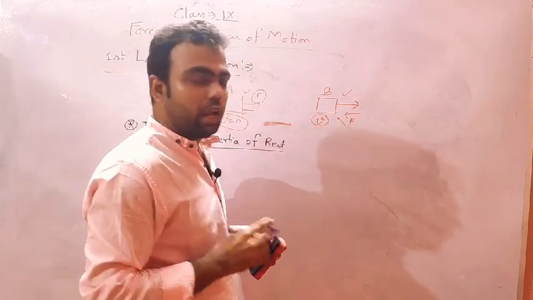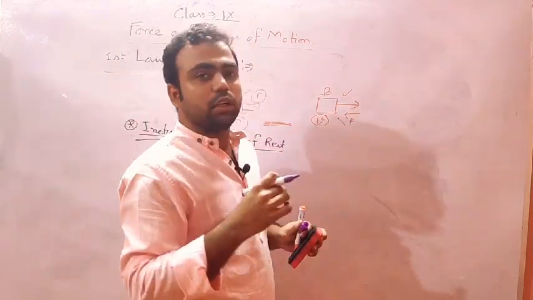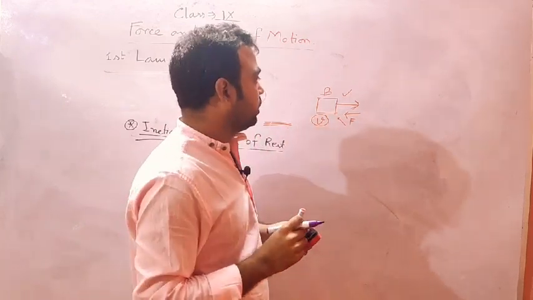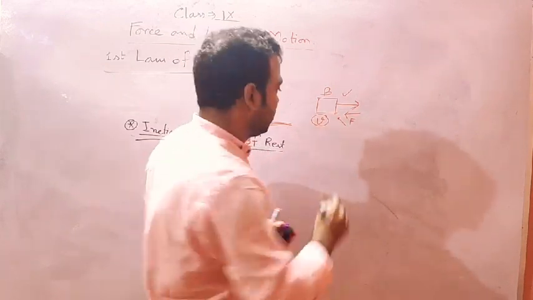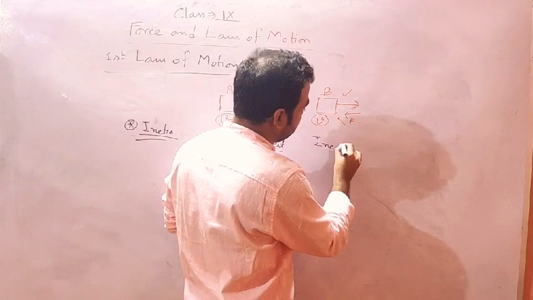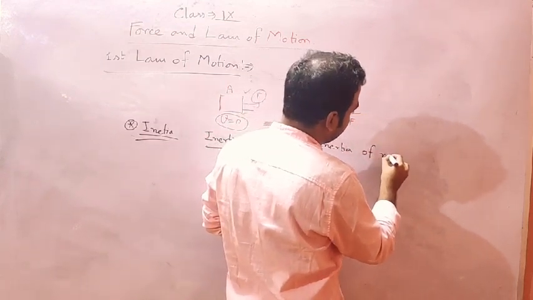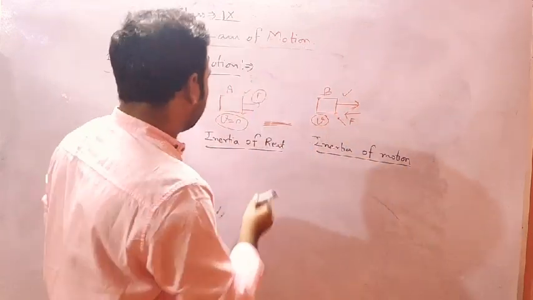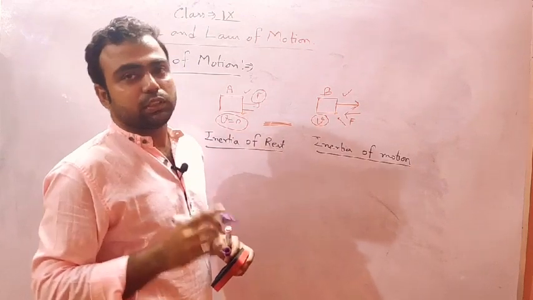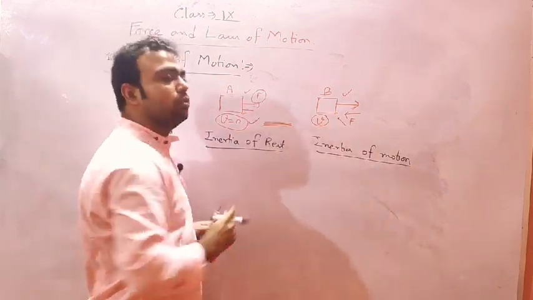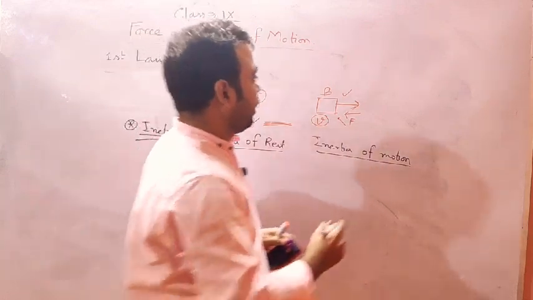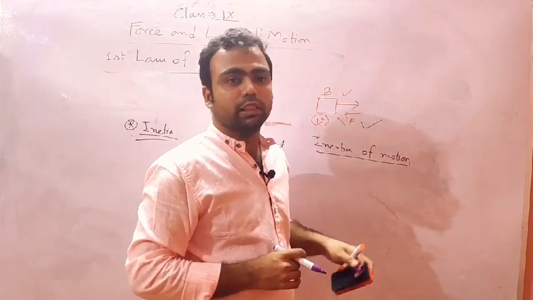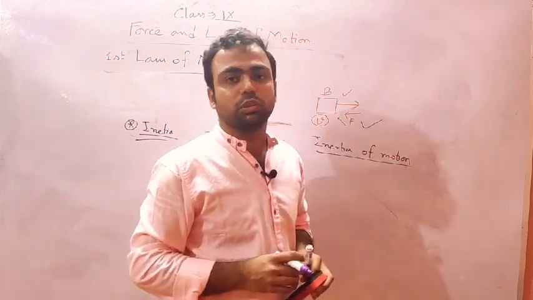And for a moving object, there will always be a tendency of the moving object to remain in its moving state, that means with the same velocity and the same direction. It is called inertia of motion. Okay, I think it's clear. When an object tries to remain in its rest state, it's called inertia of rest. When a moving object wants to remain in its moving state, it's called inertia of motion.